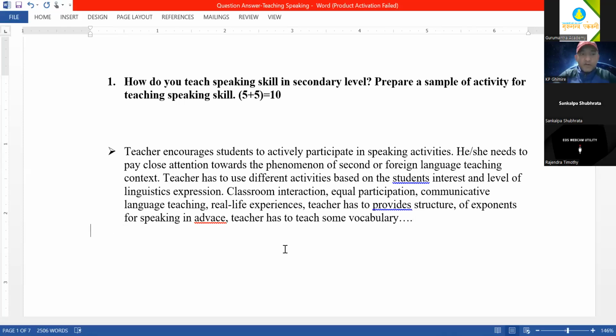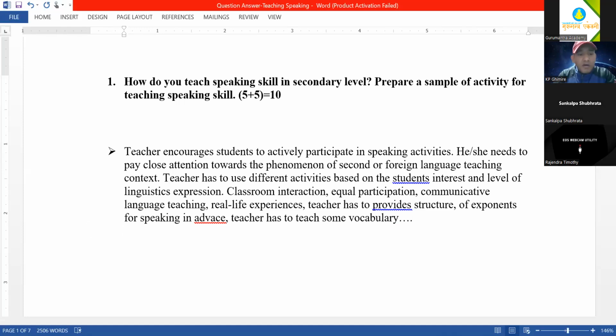So for the first part, I'm just helping you how to write only. I'm not writing all answer because it takes much time, remember? But I'm providing concrete ideas how to develop your answer for the first part you can write. And similarly, it is the role of the teacher. First, start with the role of the teacher, what teacher has to do.